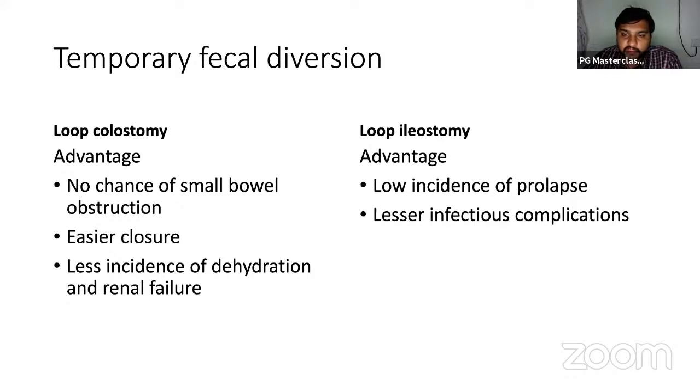In loop ileostomy, there are high chances of stomal output of more than, usually, 500 to 700 ml after adaptation, but the more proximal the ileostomy is, there are higher chances of more than 1000 ml ileostomy output, which can lead to dehydration and ultimately renal failure, which has to be addressed regularly. And the advantages of loop ileostomy are that there is low incidence of prolapse and there are fewer infectious complications as compared to loop colostomy.